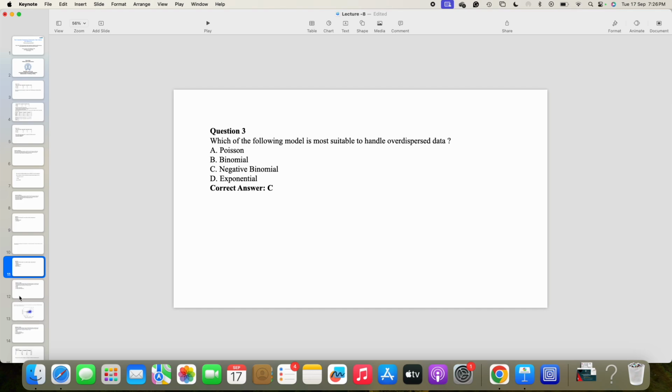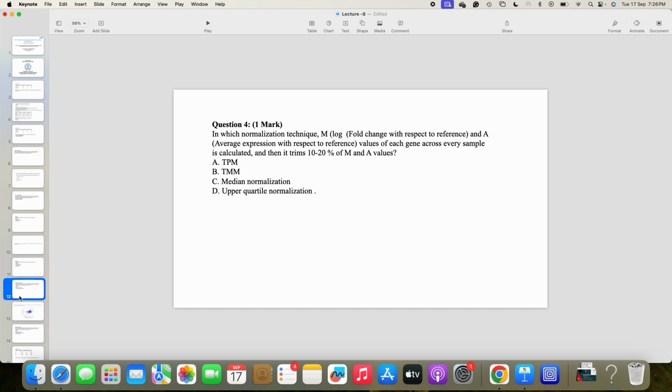So let's move to our next question, question 4. In which normalization technique is the M log fold change with respect to reference and A average expression with respect to reference, values of each gene across every sample, calculated, and it trims 10 to 20% of M and A values? A option is TPM, B option is TMM, C option is median normalization, D option is upper quartile normalization.